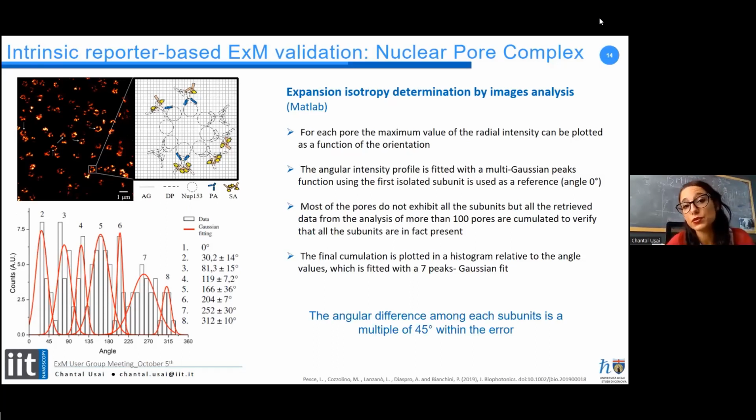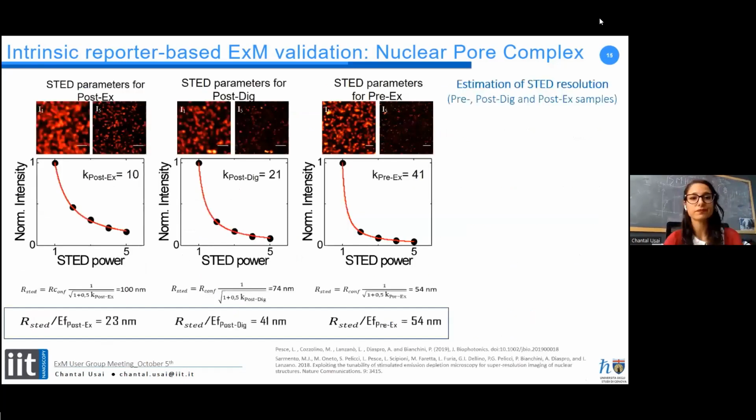This is used to demonstrate the isotropy of the expansion, since the angular difference among these units is a multiple of the angle of 45 degrees.